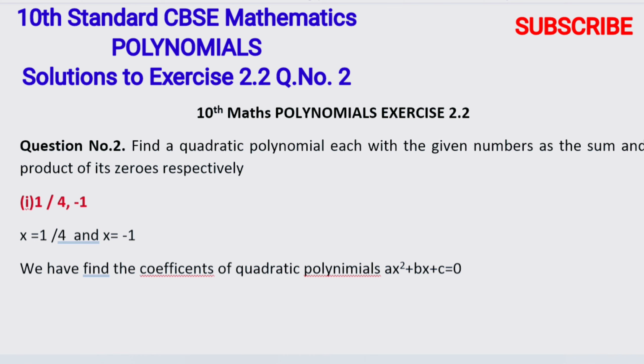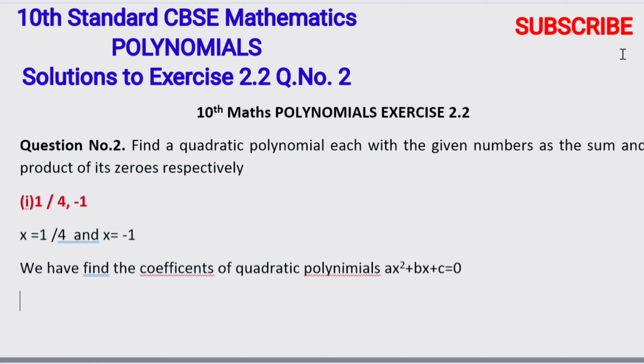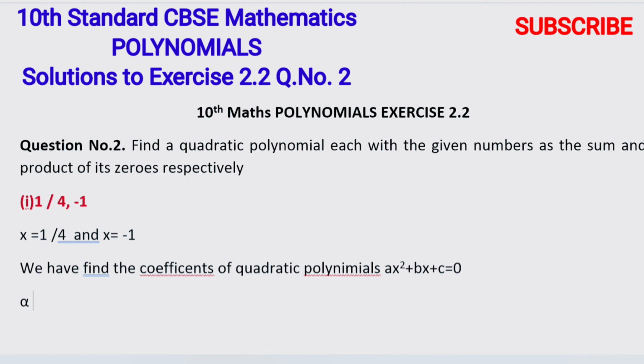You know, for alpha and beta, the sum of the zeros, alpha plus beta, is equal to minus b by a. Here alpha and beta are the zeros.